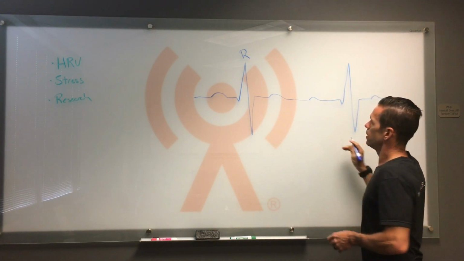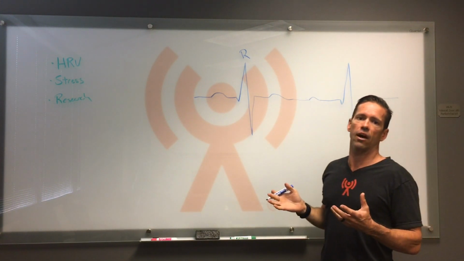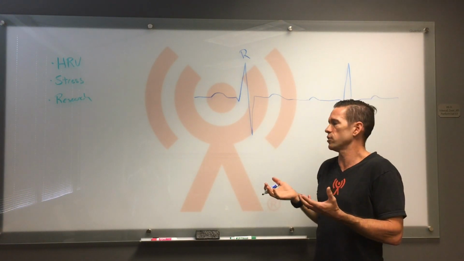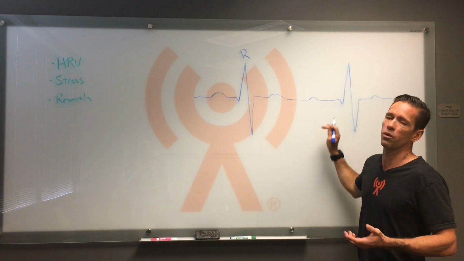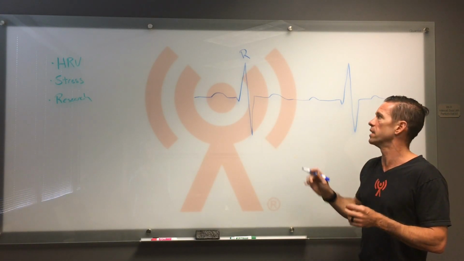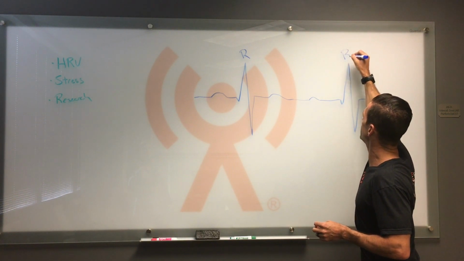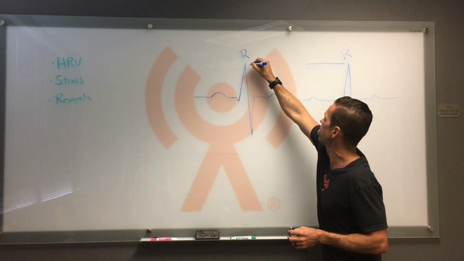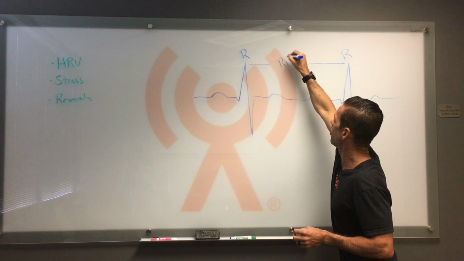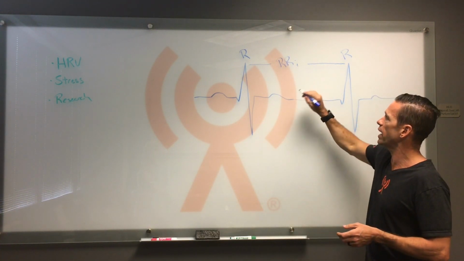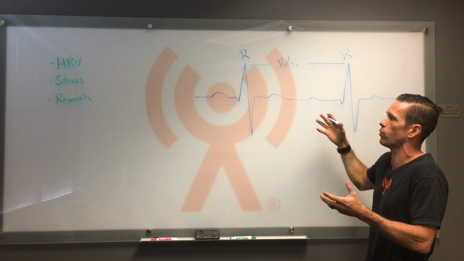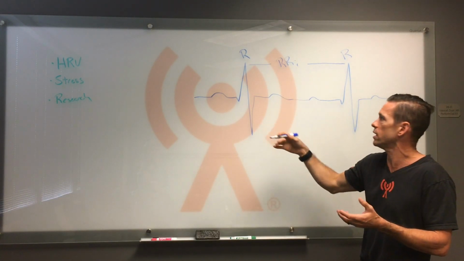If every one of these are spaced out about 1 second apart, you can imagine then, of course, you have a heart rate of 60 beats per minute. But they're not always spaced out perfectly even. And that difference, that measurement between these heartbeats is called the R-R interval. And we measure that in milliseconds. And how that changes from beat to beat is really what we're trying to measure with heart rate variability.